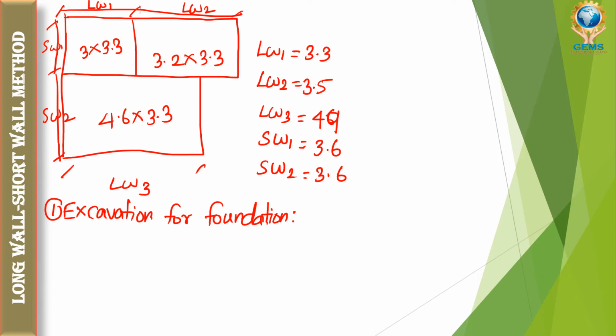So first we are going to find length for LW1. So LW1 equal to what will we get? LW value is 3.3, plus the breadth of the item. For the breadth of the item, we will just draw the section of the building.